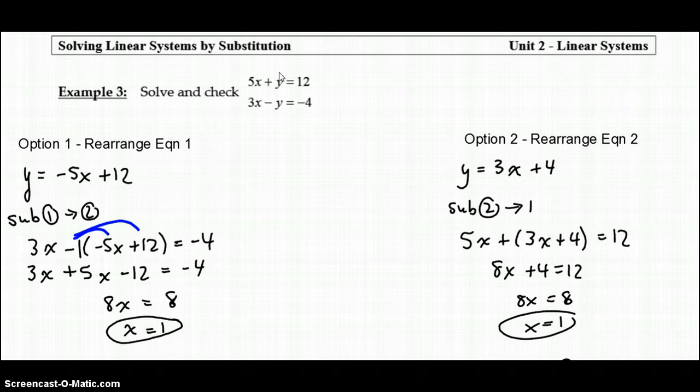Keep in mind, sometimes if there was a coefficient in the first one, you would want to choose that second one. So it's a good idea to know how to rearrange both positive y and negative y values. So you can see for this first one, I rearranged the first and then substituted into the second. For this one, I rearranged the second, so then I substituted it into the first. Either method you choose, though, we get the same answer. We get the same x value.